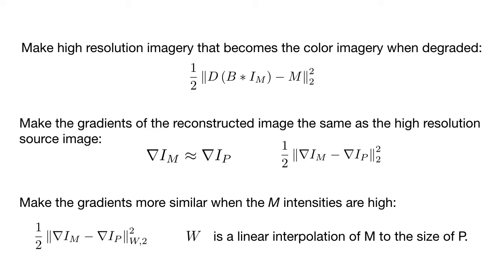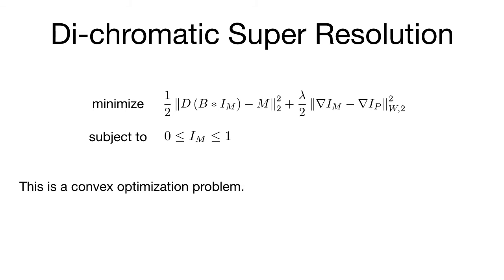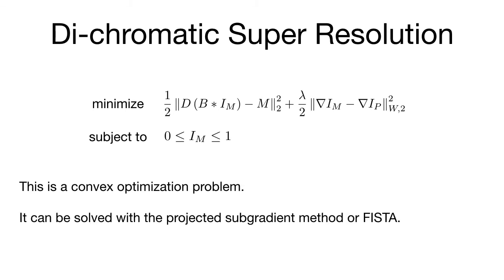Okay, so how are all of these ideas combined? They're combined into a single optimization problem like so. I_M is the optimization variable. An additional constraint is imposed. The metabolic image must be greater than or equal to 0 because we're working with magnitude images here, and they must be less than or equal to 1 because there's a finite number of bits to represent each value of the pixel. This is a convex optimization problem. It can be solved with either the projected subgradient method or with VISTA.